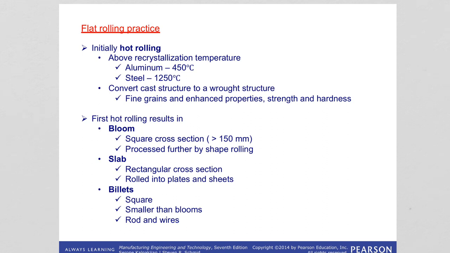What are the differences between those hot rolling products? So when we say bloom, this has a square cross section and at least a dimension of about 150 millimeters on the side. When we talk about slab, it has a rectangular cross section, and slabs are rolled into plates and sheets. Billets have square cross sections which are smaller than that of blooms. And they are also rolled into shapes such as round rods, bars, and shaped rolls. Now if we go back to the figure, it will make more sense.